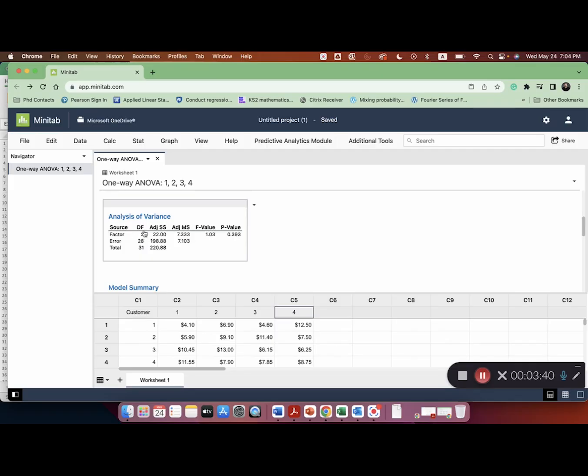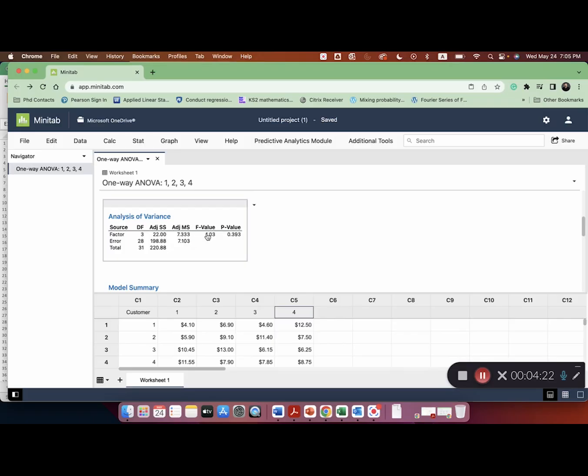Degree of freedom, which is how many groups we have, how many levels we have. We have 4. 4 minus 1 is 3. Then the degree of freedom for the error is the sum of all the sample sizes minus k. We have 32 minus 4, which is 28. If you add these 2, you get 31. Then the MS, the mean of these, you just divide 22 over 3, we get this number. Then for the error, if you divide 198.88 by 28, you get 7.103.